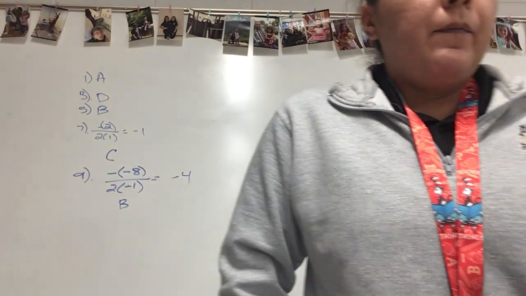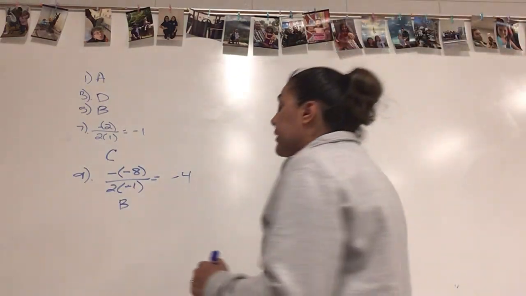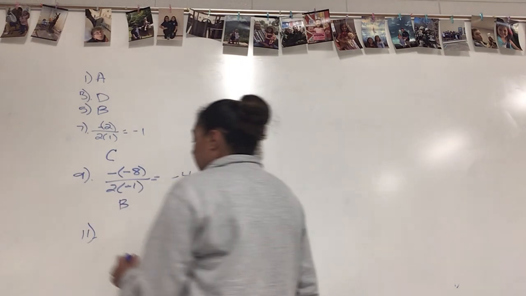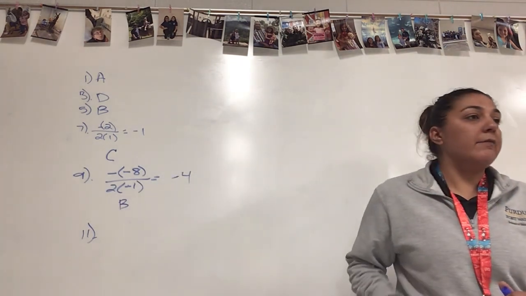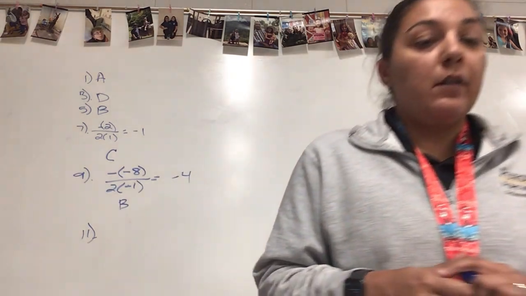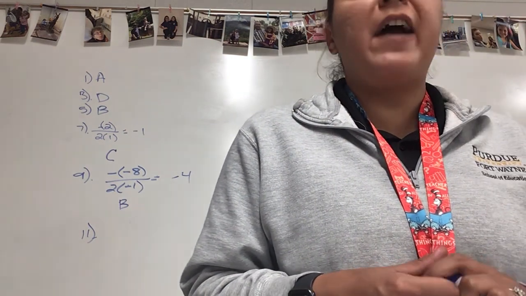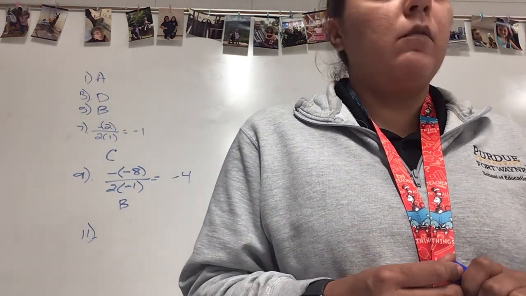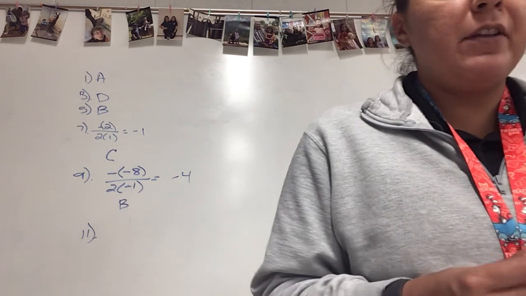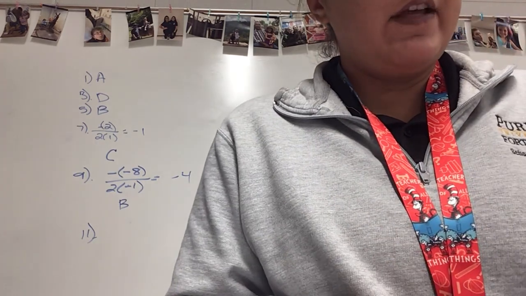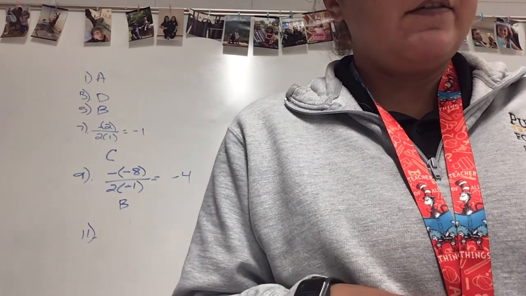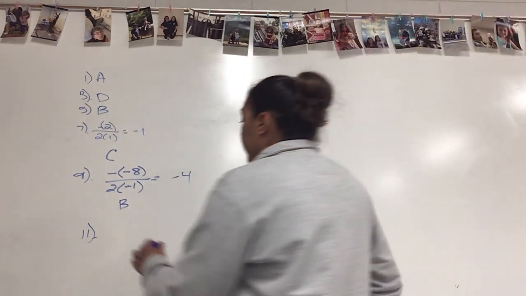Okay, 11. We need factors of 18. So 1 and 18, 2 and 9, 3 and 6. Is 2 and 2 a factor of 18? No, so you can cross that one off. 7 and 7. Nope. 2 and 7. Nope. 3 and 6. Yes. So it's got to be D.